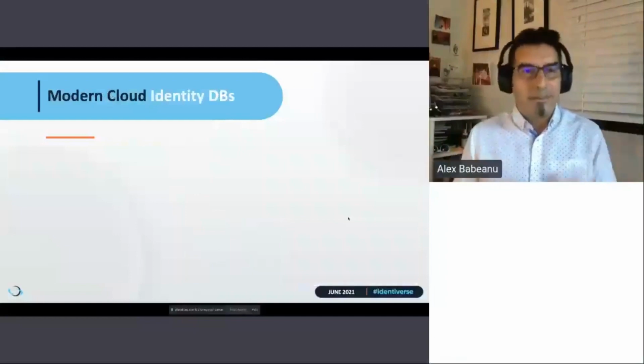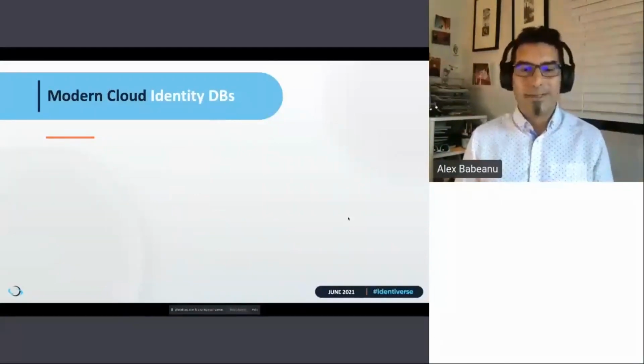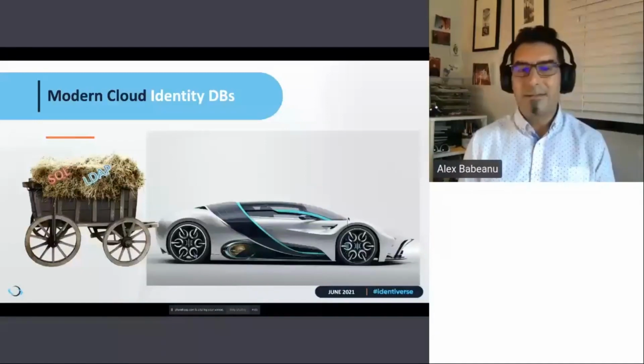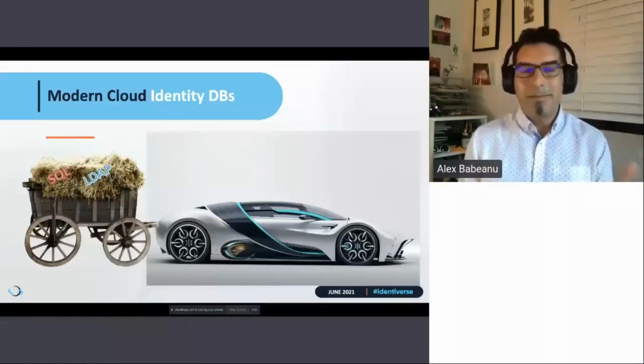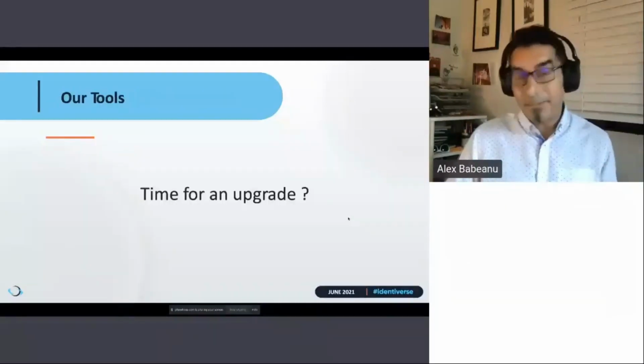Yeah, but I can hear the comments, but nowadays in our modern cloud environments, the databases are state of the art, everything's super fast. Yes, but how fast can you go really? The problem is not the infrastructure. The problem is the paradigms we are still using nowadays. Isn't it time for an upgrade?